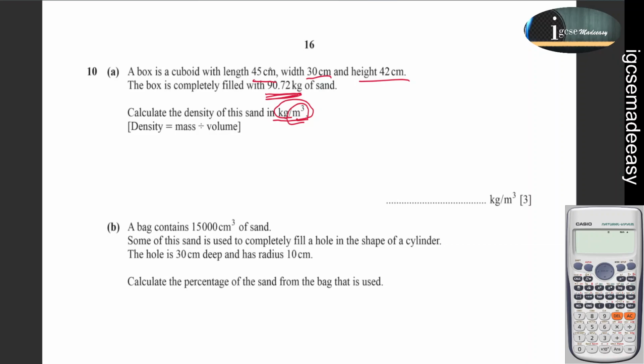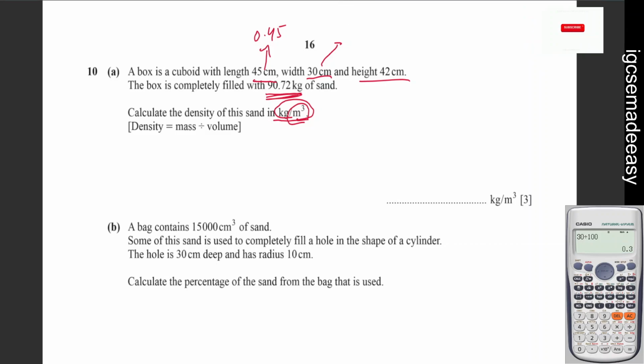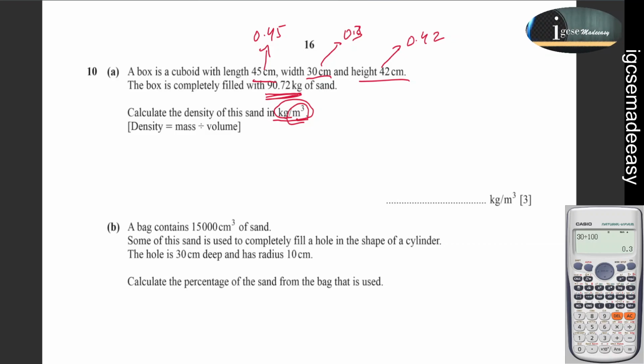So what we can do, we are having the dimensions in centimeters, so we can change the centimeter into meter. So 45 centimeter divided by 100 will give you meter, that is 0.45, and this side will be 30 divided by 100, so that will be 0.3. In the same way this will be 0.42. So just dividing by 100 to get in meter. So now we got it in meter, right?